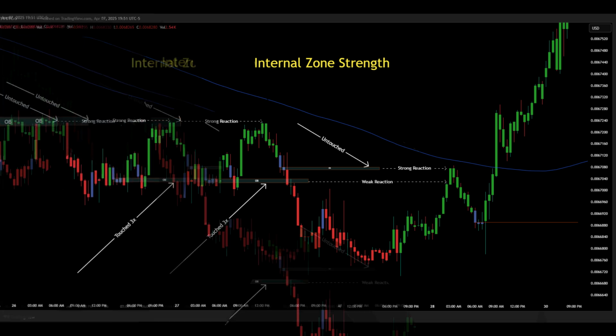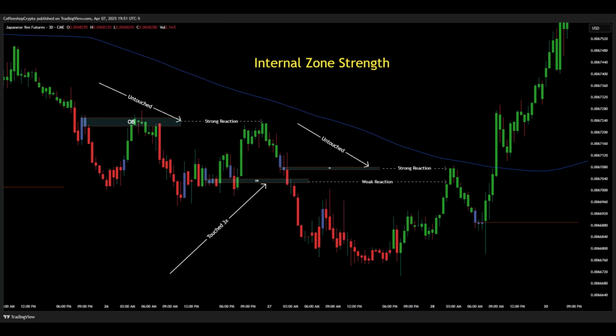Let's talk order blocks. Imagine price formed an untouched internal zone during consolidation. Later, price returns to that zone. And bam, massive rejection. That's the kind of thing this tool helps you spot before it happens. But if that same zone gets hit again and again, eventually price just walks through it. No respect. So the rule is, fresher zones are stronger zones.